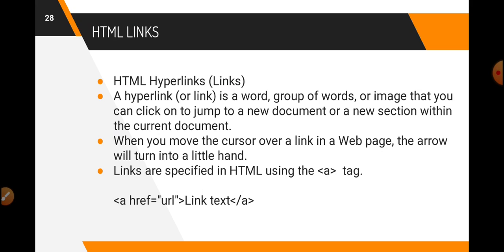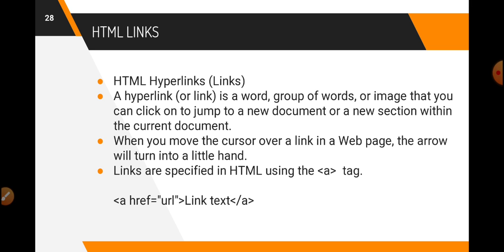And then we can also add links to our HTML page using the link tags. So a hyperlink or link is a word or group of words or image that you can click on to jump to a new document or a new section within the current document. So when you move the cursor over a link in a web page, the arrow will turn into a little hand. Links are specified in HTML using the A tag.